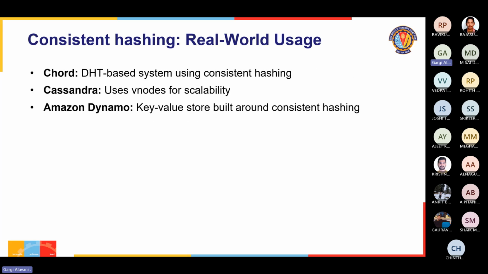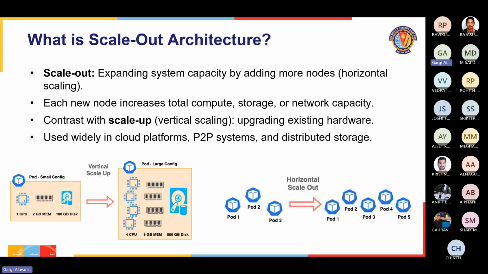So these are the real world hashing or DHT implementations which you can check out. And there are some open source implementations available on GitHub. You can check those out as well. So moving back to now, what is scale out architecture and how do we now proceed with this?